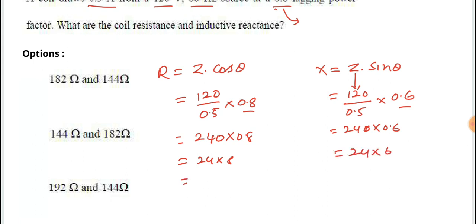Now you can guess the answer here. 24 into 8 will be what? 192 ohms, and this will be 144. So 192 ohms here and this will be 144 ohms here. So this is the answer.